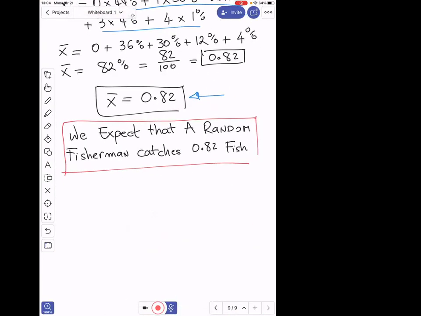Before the exercise, let's do the standard deviation. So we have the mean, and we also have the standard deviation of a probability distribution. So next, we have the standard deviation of a probability distribution.